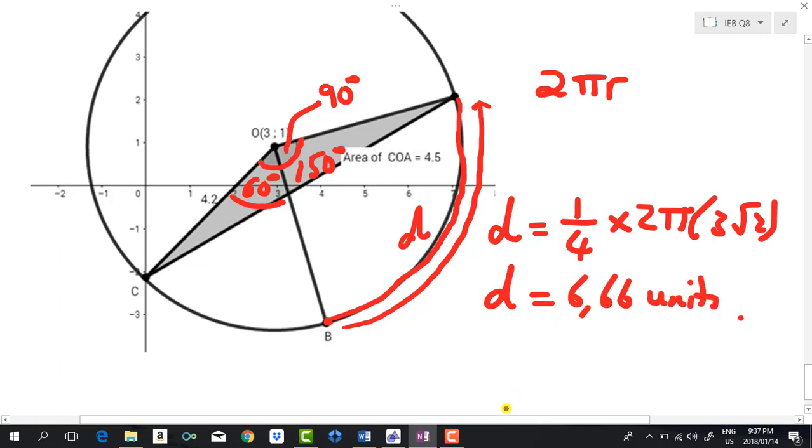So you can see, guys, a lovely question that involves a whole lot of mathematics there. Please make sure that you master these questions. They are going to come up again and again in the IEB exams in the future. Level 4 questions. Enjoy them.